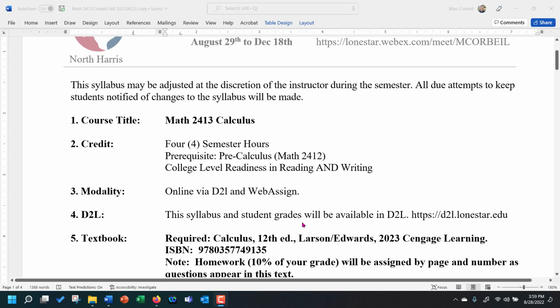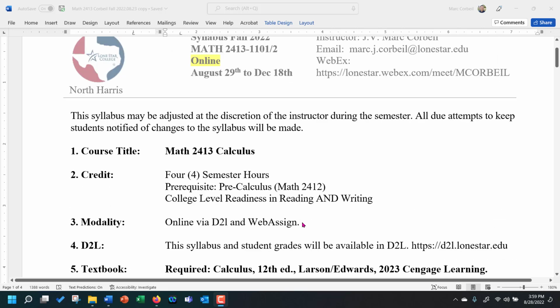First thing is, this is a copy of the syllabus that I'm going to present. This syllabus can change some dates or maybe some details. Any dates, details, or changes that I make, I will inform all of you through email and in D2L. We will be running this class in the D2L modality and WebAssign.